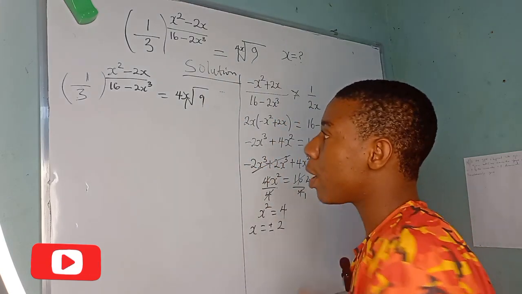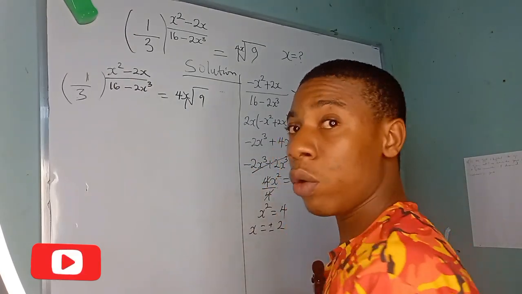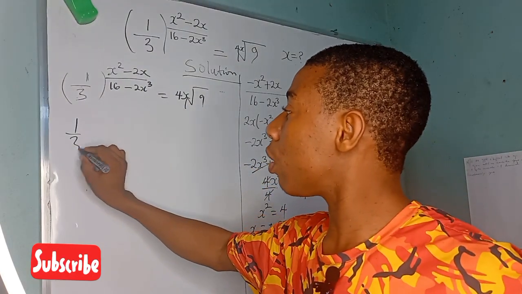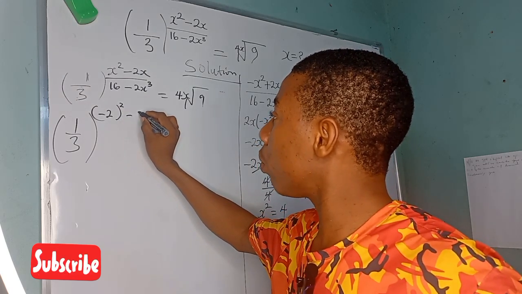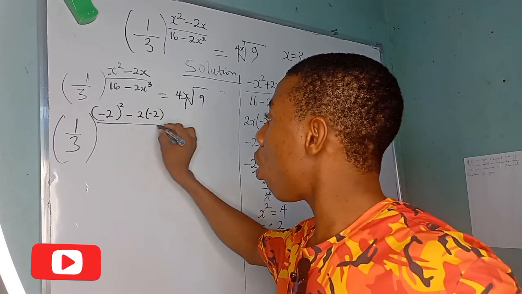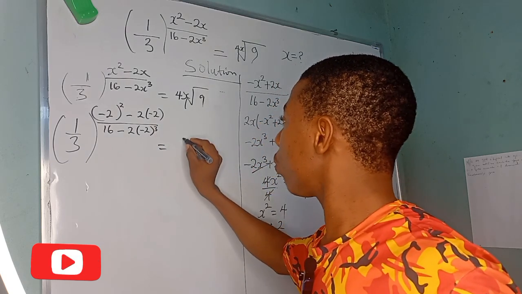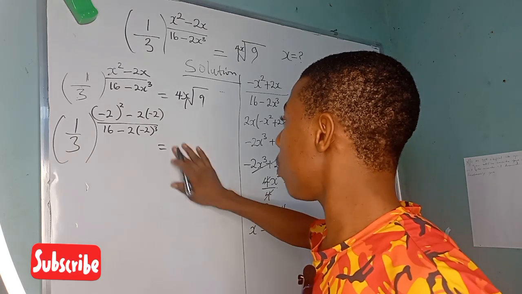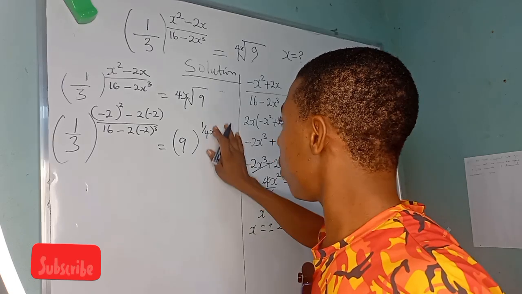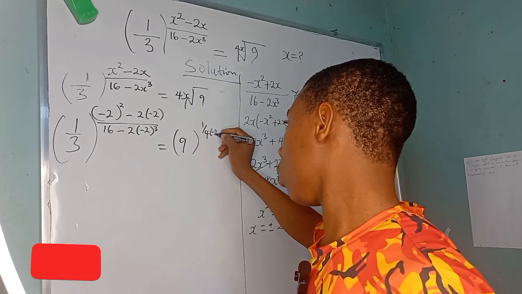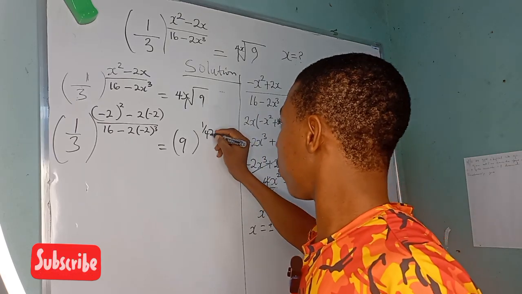So I want to substitute the value of minus 2 into this. That simply means any place I see my x, I'll put minus 2. So this place is going to be 1 over 3, minus 2 squared minus 2 times minus 2, all over 16 minus 2 times minus 2 cubed, equals 9 all raised to power 1 over 4x. Let me first just write 4x.